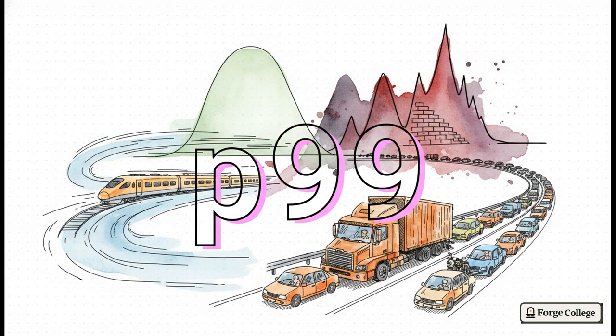Welcome to P99. This metric is a harsh reminder of a really important truth. Averages will absolutely lie to you in distributed systems. We obsess over percentiles like the P99 tail latency for very good reason. Think about it.